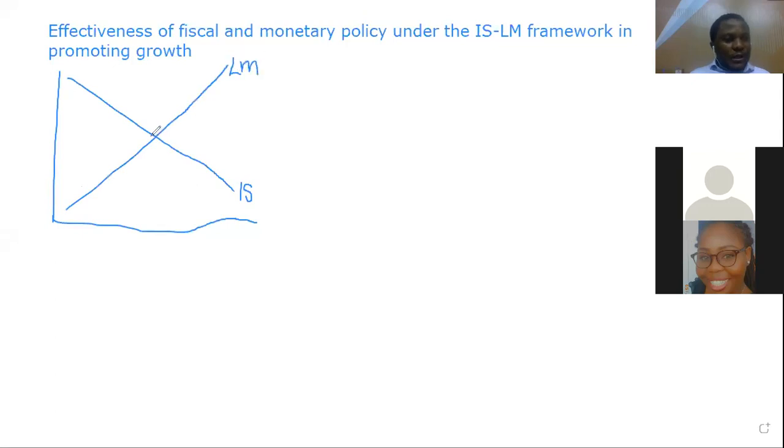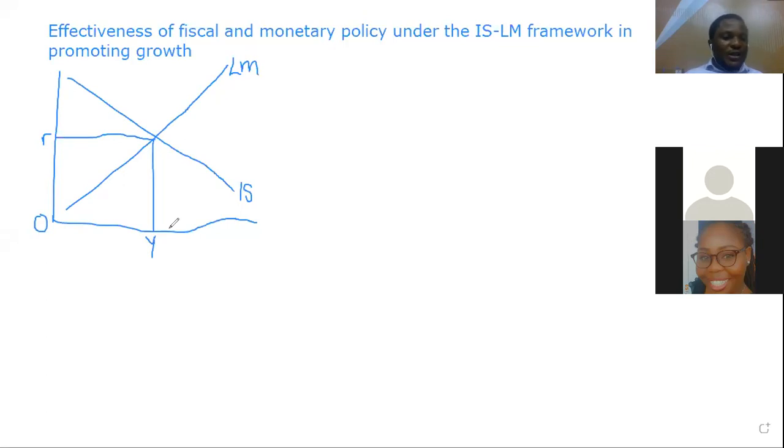So you know that this is your output Y. And this talks about what interest rates are. All right. So remember that in promoting growth as a policy, all we are trying to do is look for a best scenario in which output can increase. All right, that's one of the best scenarios.